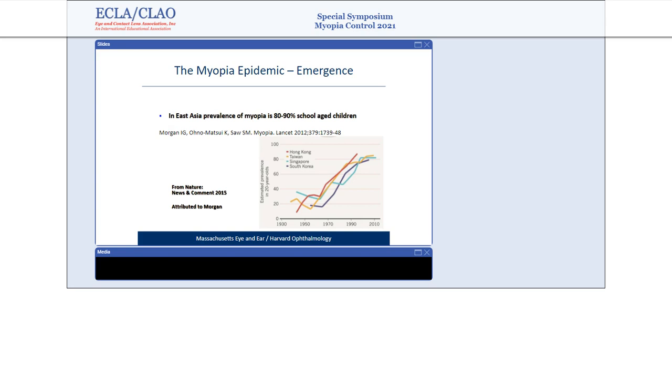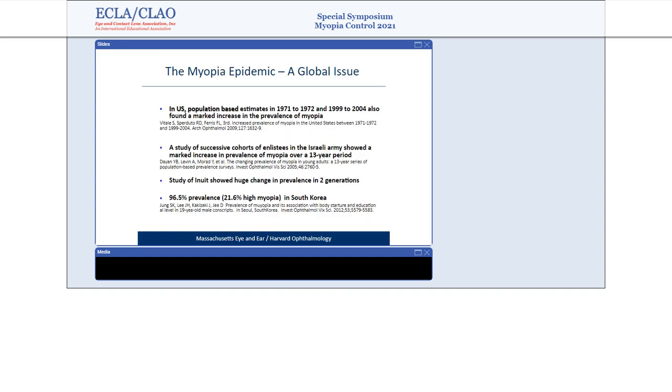Basically, we had a problem that emerged from the Far East 20 years ago. By a decade ago, it was apparent that in East Asia, the prevalence of myopia was approaching 90% in school-age children. And you can see here the trajectory of the prevalence of myopia over the last century in Hong Kong, Taiwan, Singapore, and South Korea, going up to over 80% in those different nations.